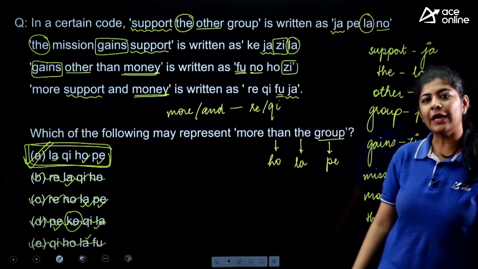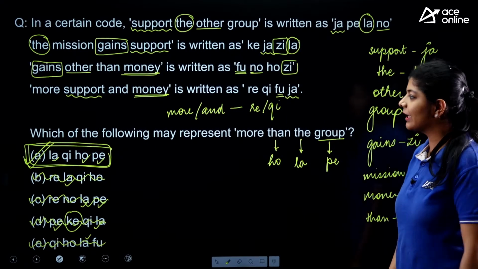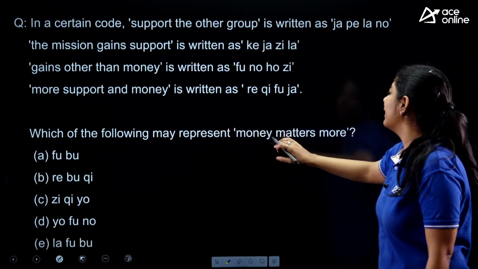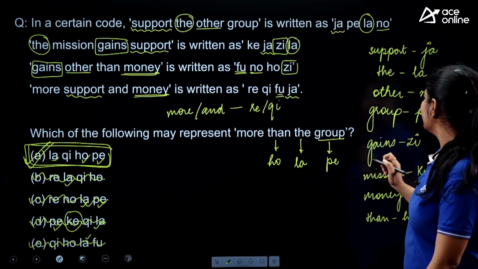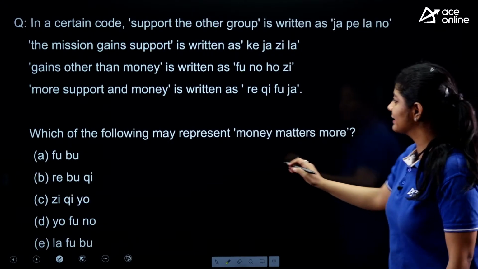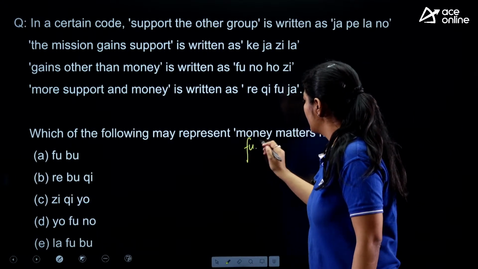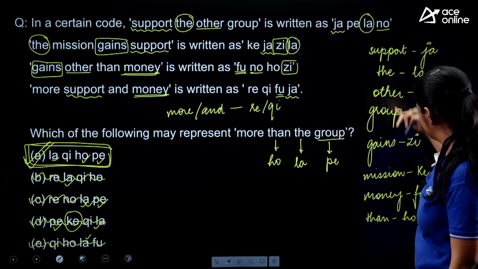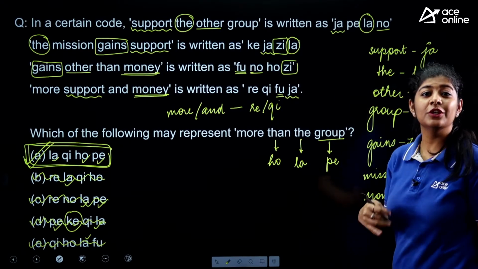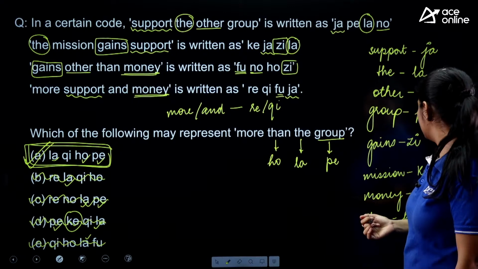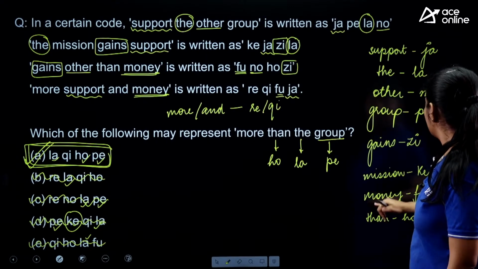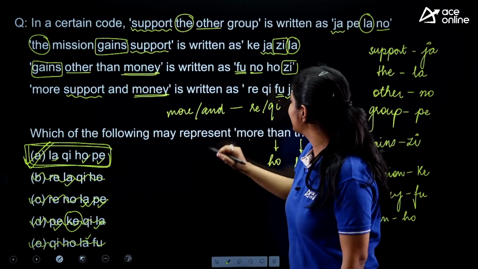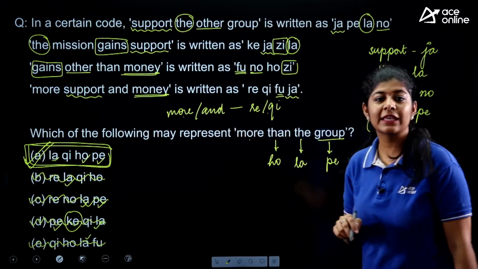Very good, Ragla. Now on the basis of this same data, we are having one more question. Which of the following may represent money matters more? So here we are having a code for money, that is FU, right? Matters, do we have the word matters? No. That means we need a new code for that one. And here we are having more. Do we have the word more? No. So according to this, we selected more as QI.